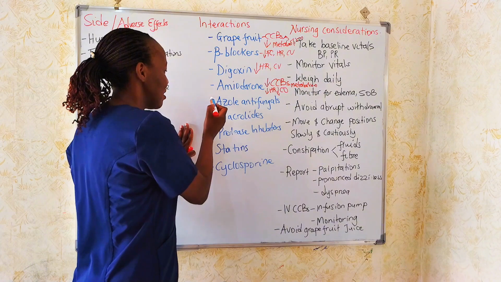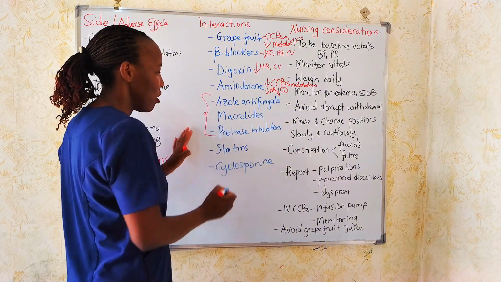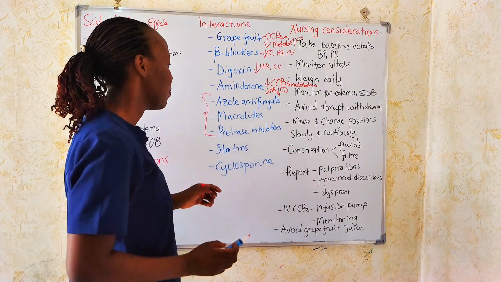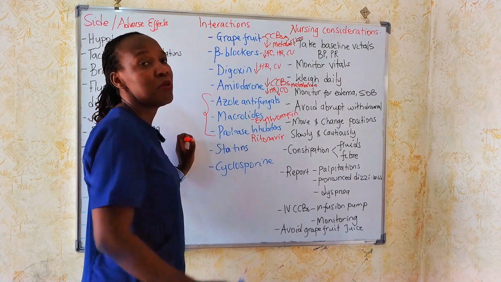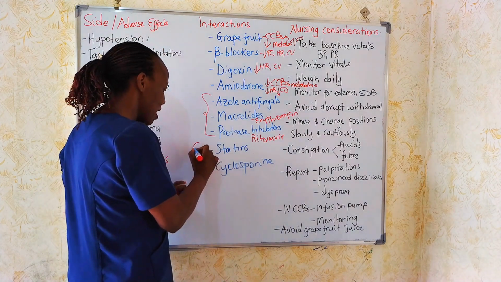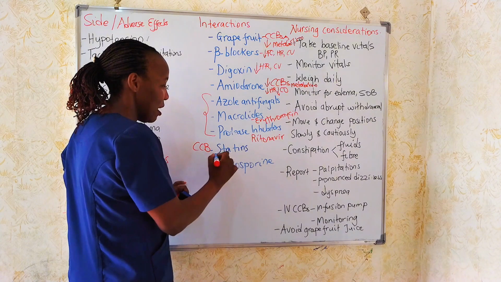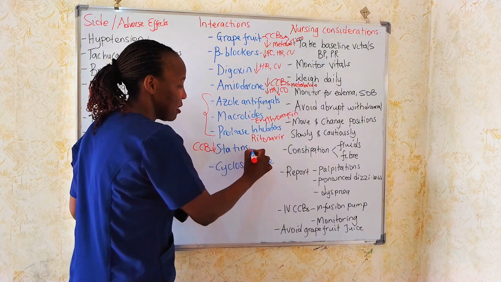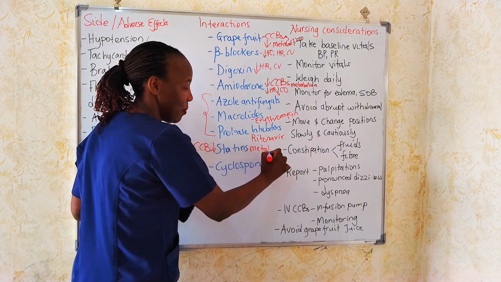Then we have this, the azole antifungals, macrolides, and protease inhibitors. Going to inhibit metabolism of calcium channel blockers. Statins, we shall say calcium channel blockers are going to inhibit statin metabolism.